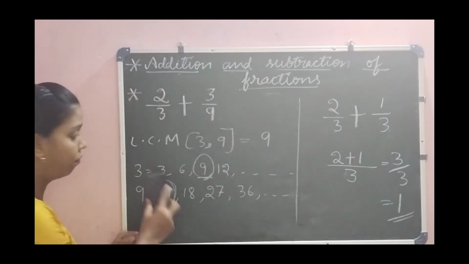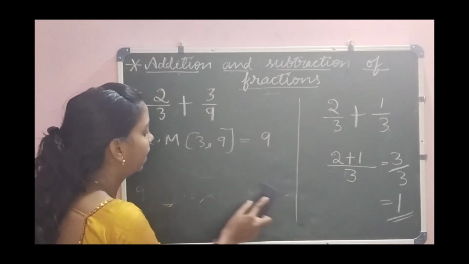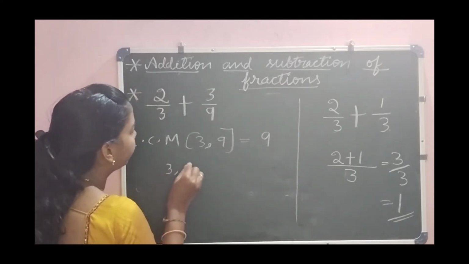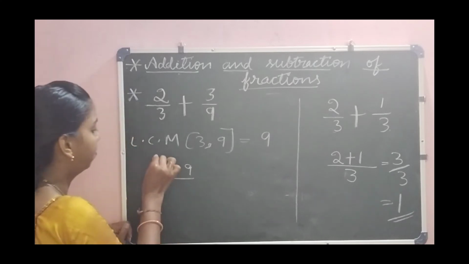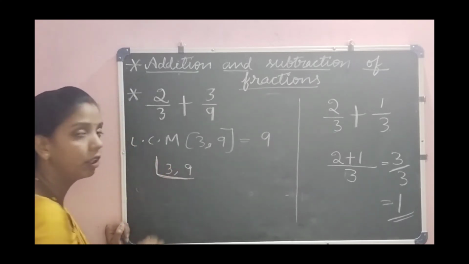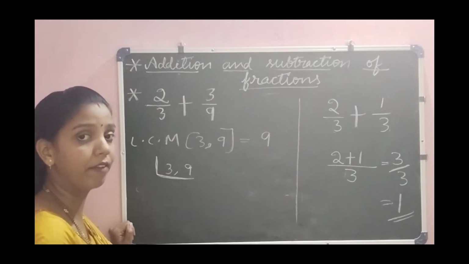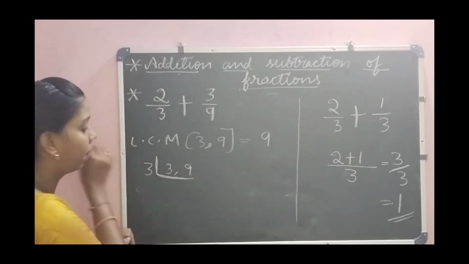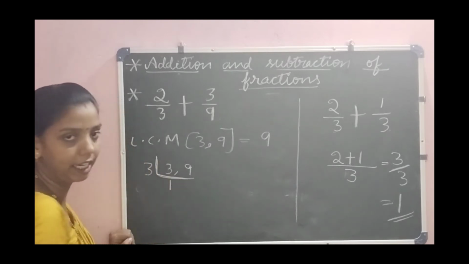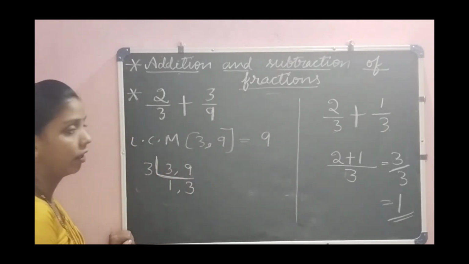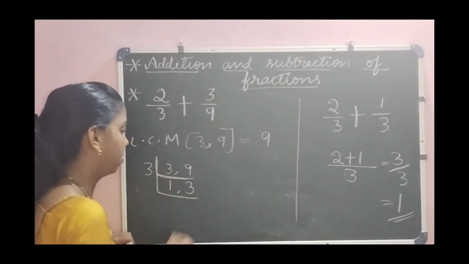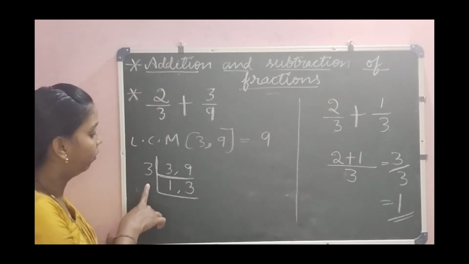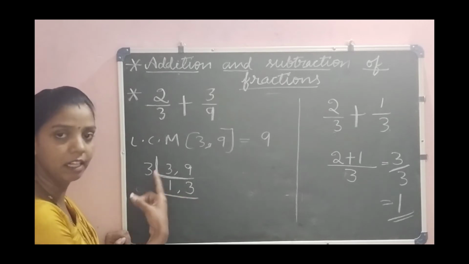You can find the LCM of any 2 or 3 numbers by a different method. If you find it difficult, you can easily calculate the LCM of 3 and 9 by this process. See, 3 and 9 both have the same common factor, that is 3. Both are divisible by 3. So 3 ones are 3, 3 threes are 9. If I continue this process, it is not possible to divide by a common factor other than 1. Only 1 divides 1 and 3.